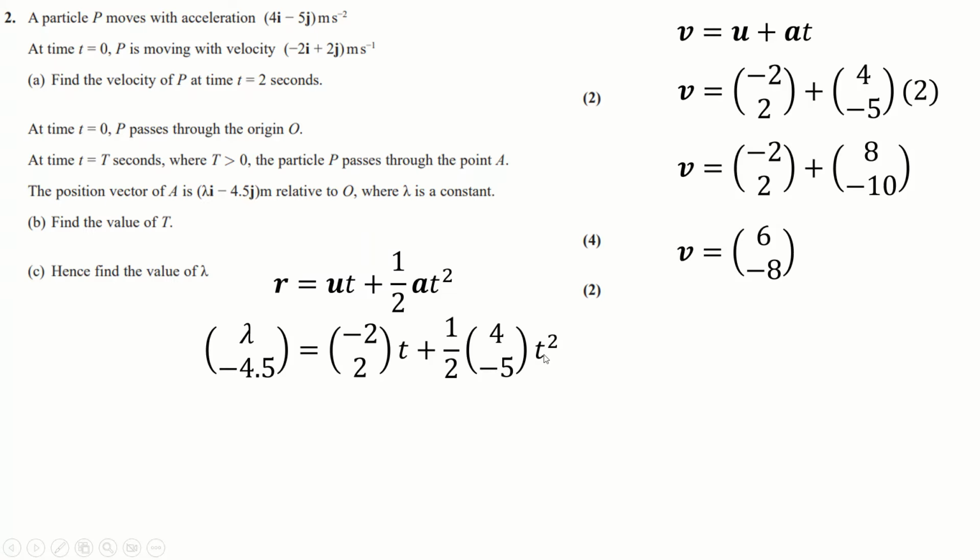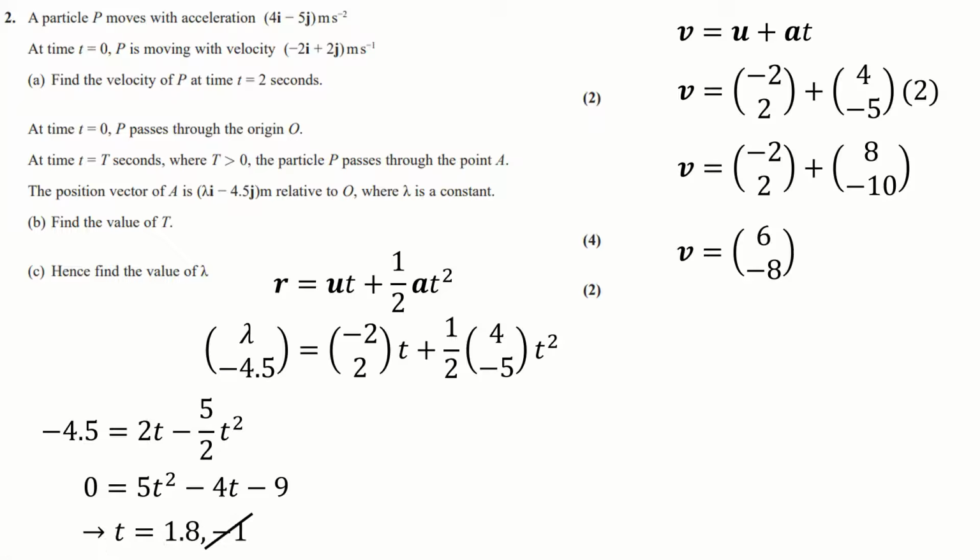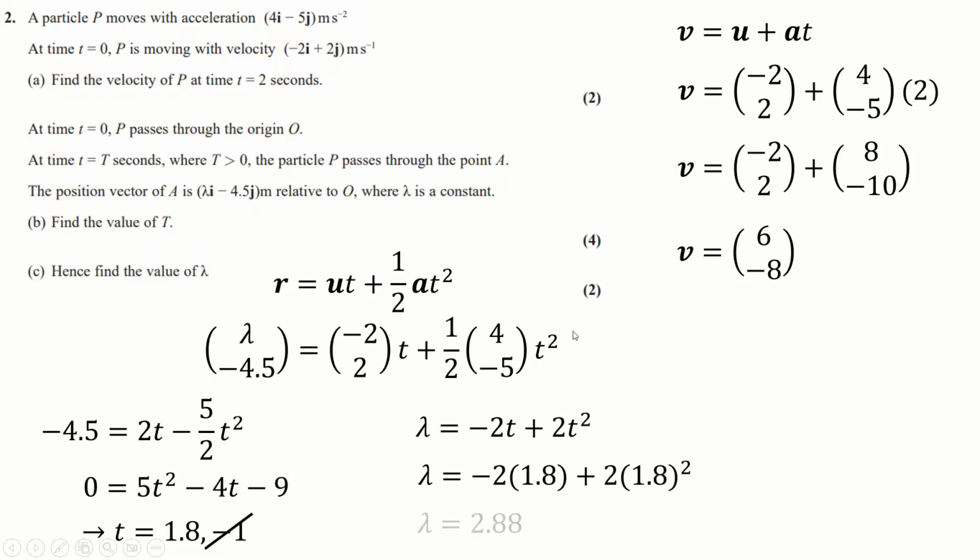Now we can just read across the bottom of these vectors to say minus 0.5, 4.5 equals 2t plus a half times minus 5t squared. So that's just reading along the bottom of these vectors here. And I can solve that for t, right? It ends up being this quadratic. Calculator says this, ignore this, because time can't be negative unless you have a time machine. And then we just say, okay, well, to find the value of lambda, we just read along the top row and just use the t value that we just found.